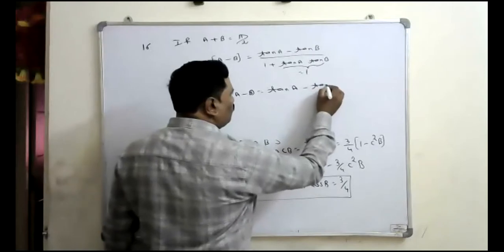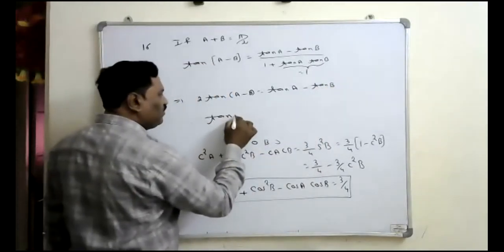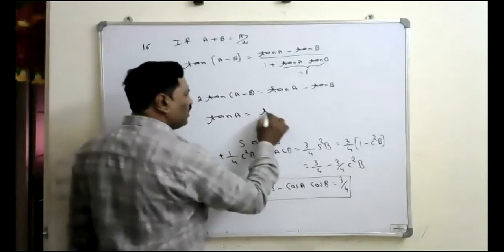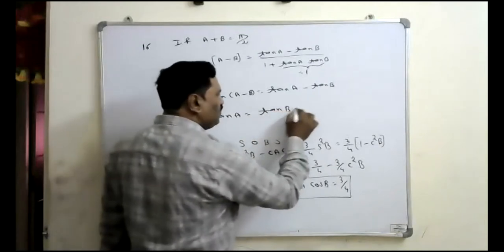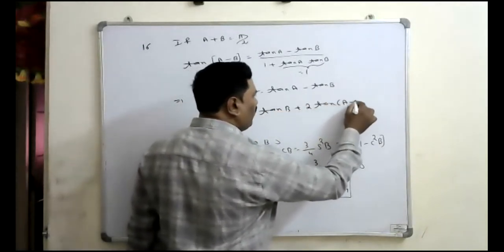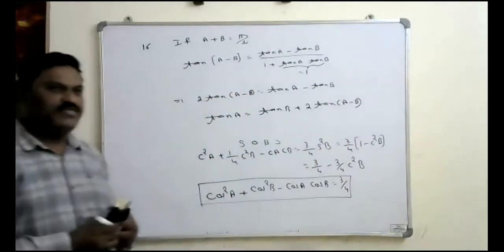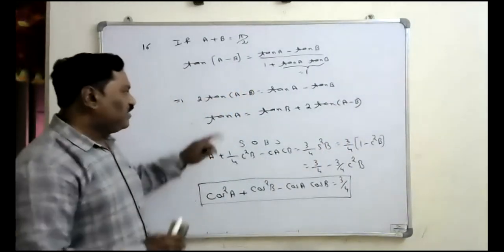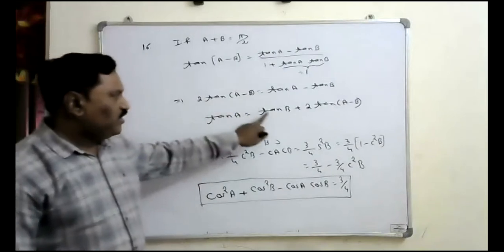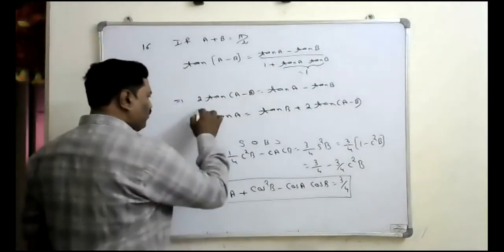So therefore, bring that minus tan B to this side: tan A is equal to tan B plus 2 tan of A minus B. This is the result we have to remember. If A plus B is 90 degree, the sum of the two angles is 90 degree, then tan A is equal to tan B plus 2 tan of A minus B.